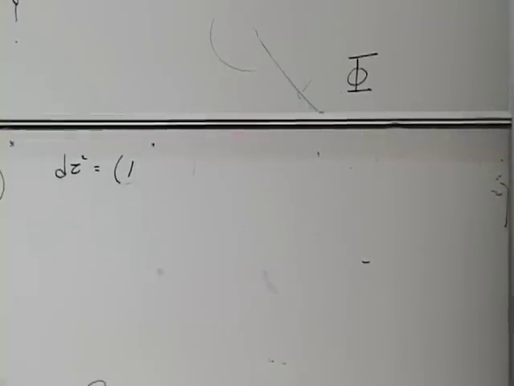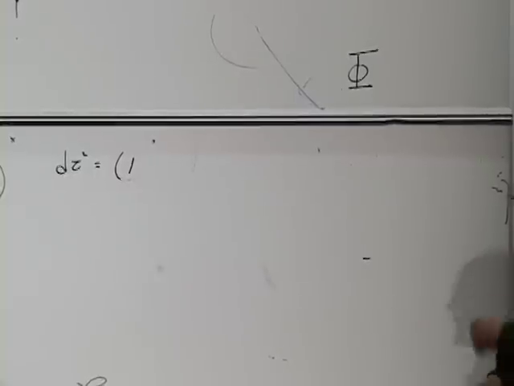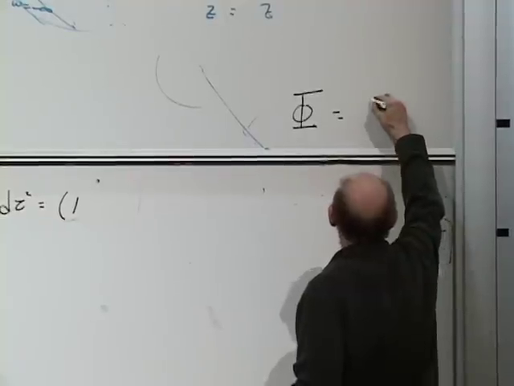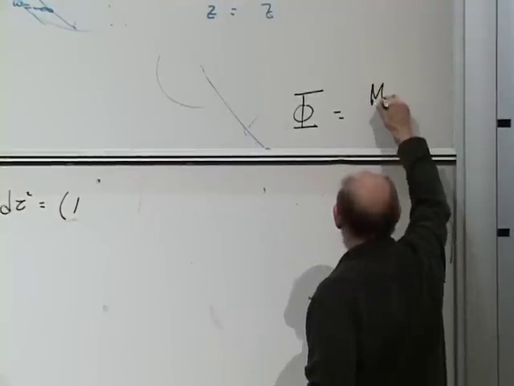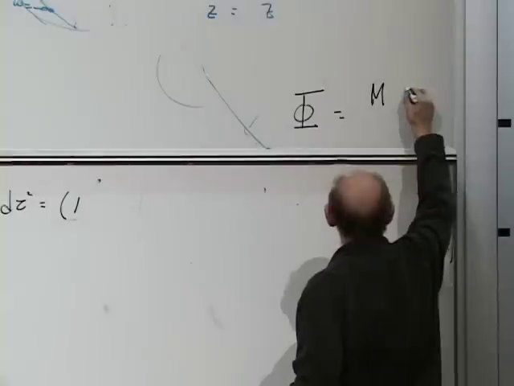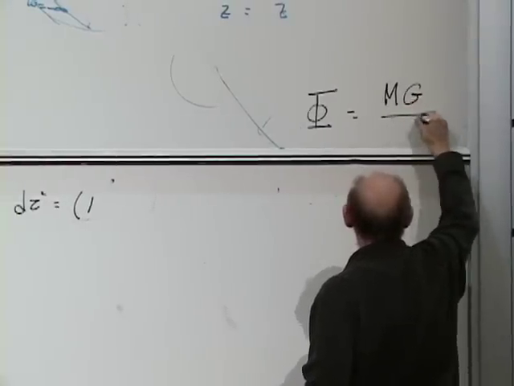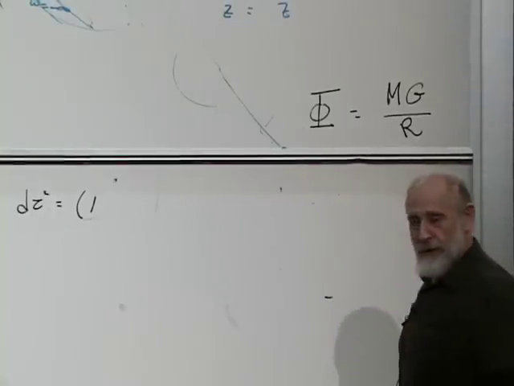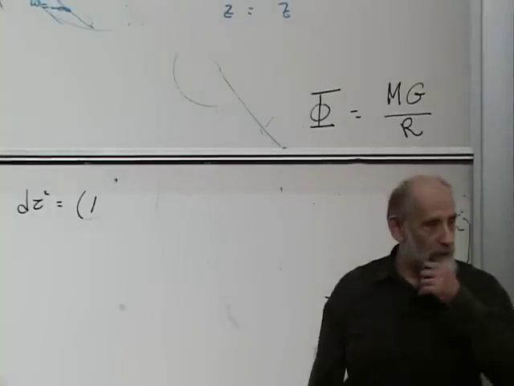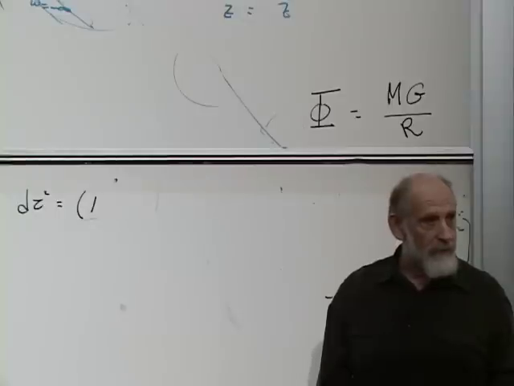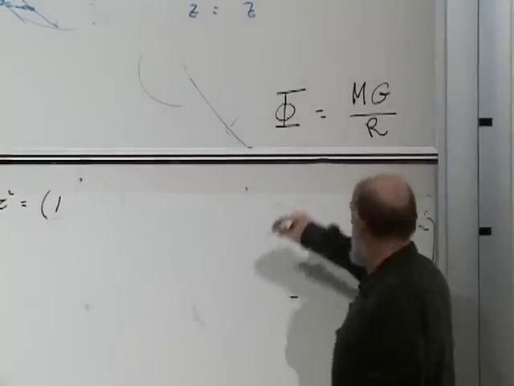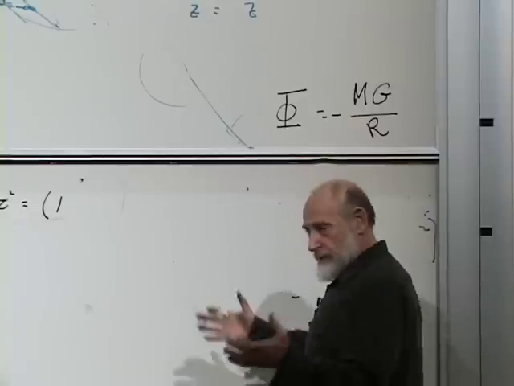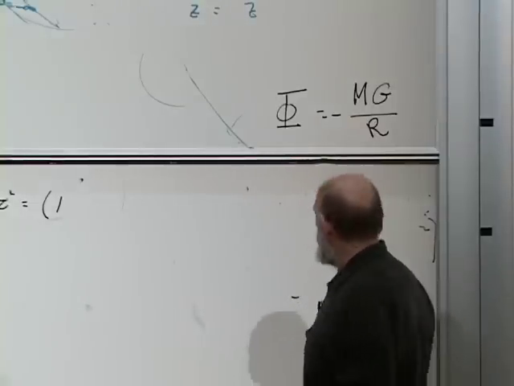And what's the solution of Newton's equations for a point mass? It's just phi equals the mass of the gravitating object, times g, divided by r, with a minus sign or a plus sign. I can't remember. Minus sign, right? That's because it's attractive. It pulls you towards the origin.